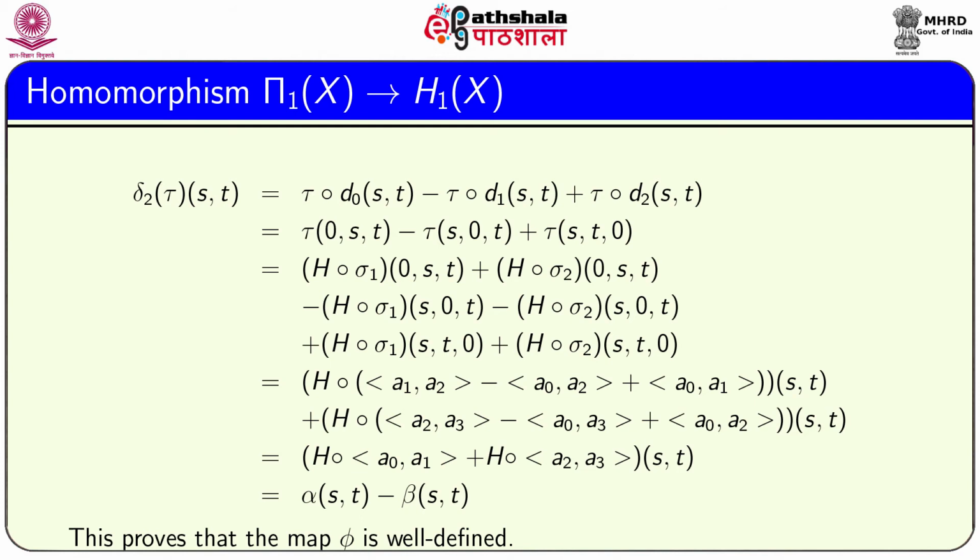But cancelling the similar terms, we have H composed A0 A1 plus H composed A2 A3 at ST, and that is equal to alpha ST minus beta ST. And this proves that the function which we have defined here is well defined.